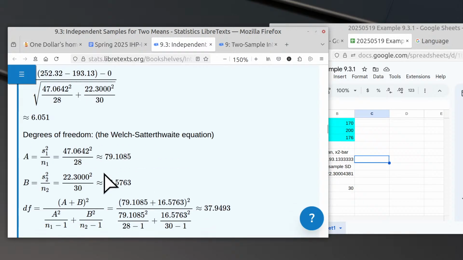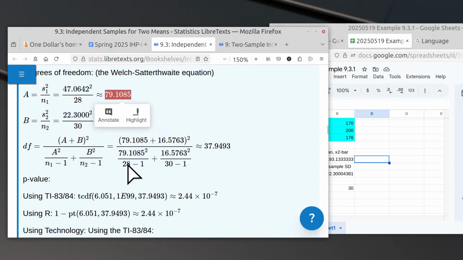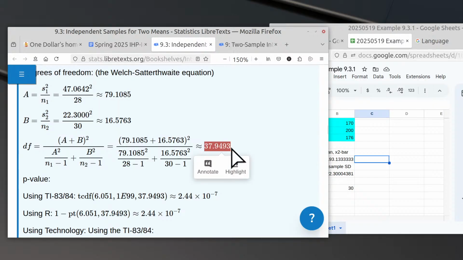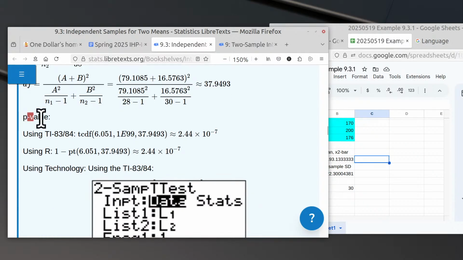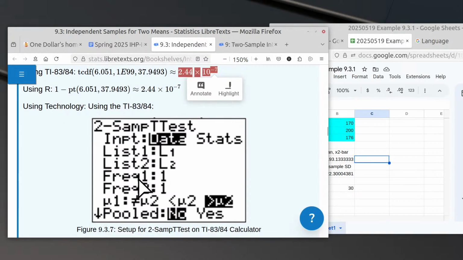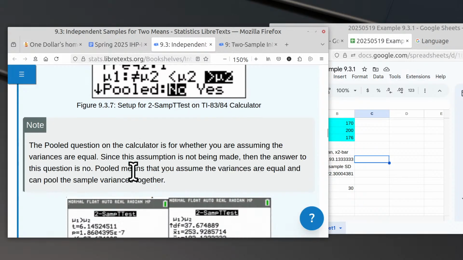6.015. And the degree of freedom here is a little bit complicated. About this, the degree of freedom is about 37. After the calculation, it is about this one. And the p-value is very small, like this one. Okay, let's move to the conclusion.